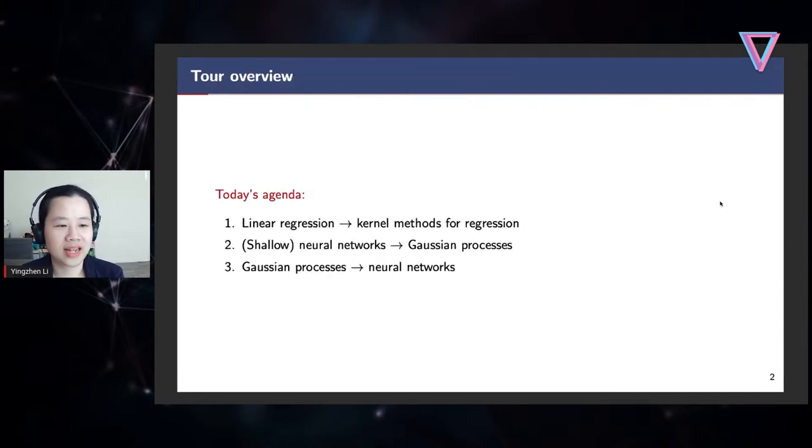So just to give you an idea what we are going to talk about today. We are going to start from the very simple machine learning model called linear regression, and then see how we can extend linear regression to the nonlinear cases and then apply kernel methods to do regression. After that, we will have a little break for Q&A, and then we will go through the remaining two topics to see how you can relate a neural network to a Gaussian process and the other way around.